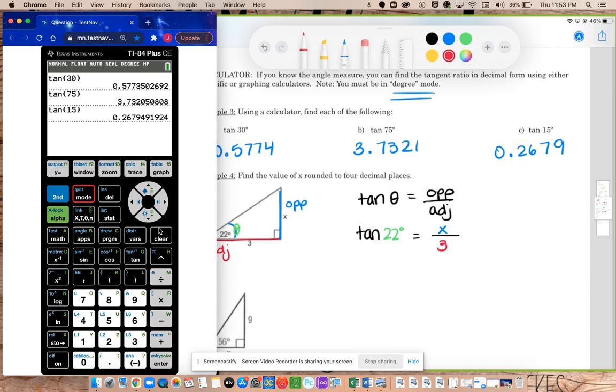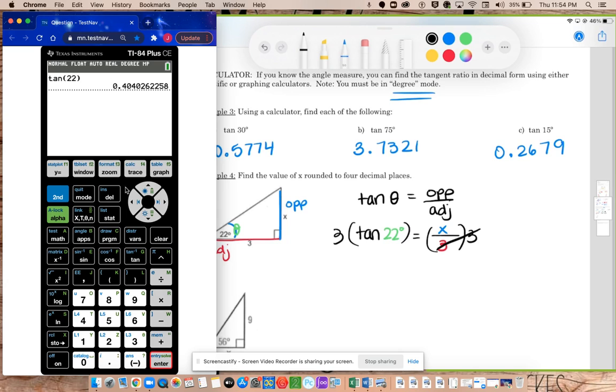So we can go to our calculator and hit clear, and we'll hit tan of 22. And it's going to give us some sort of terrible decimal. All we're going to do then to get x by itself is multiply both sides by 3. So if I multiply both sides by 3, then I'll have x by itself. So x is going to equal tangent of 22, whatever that equals, times 3.